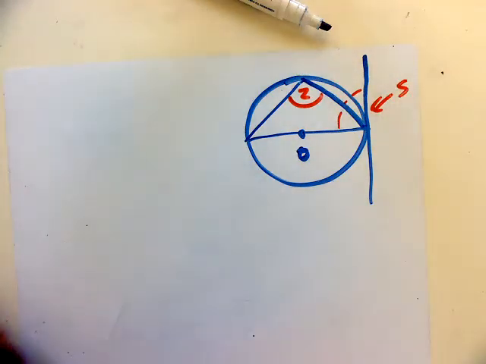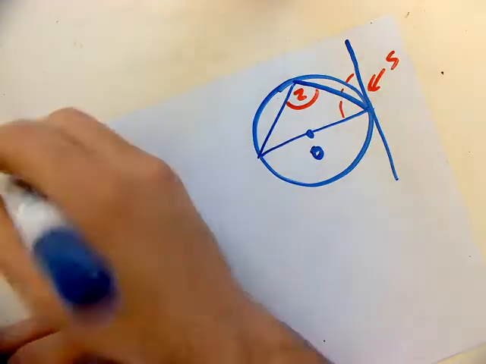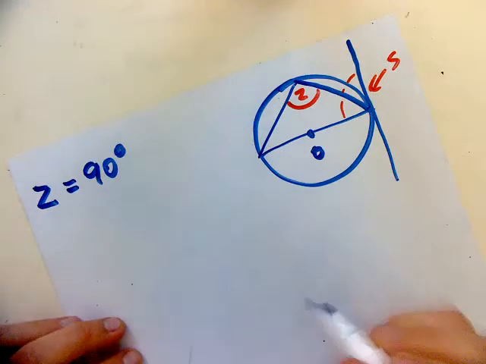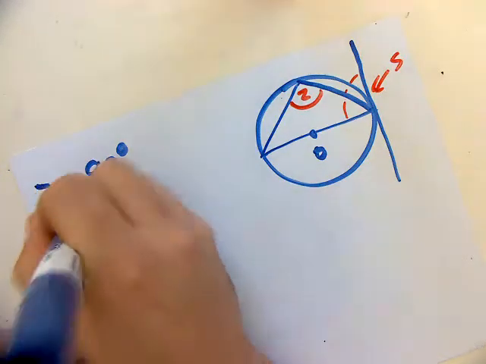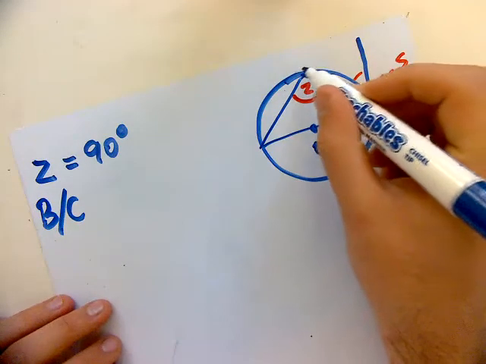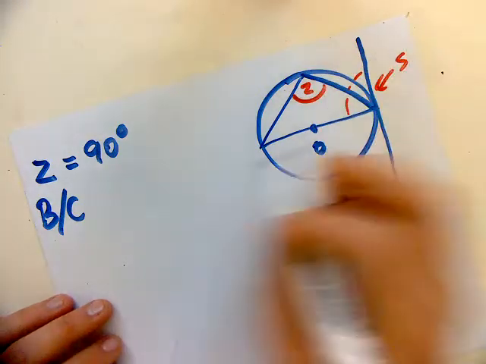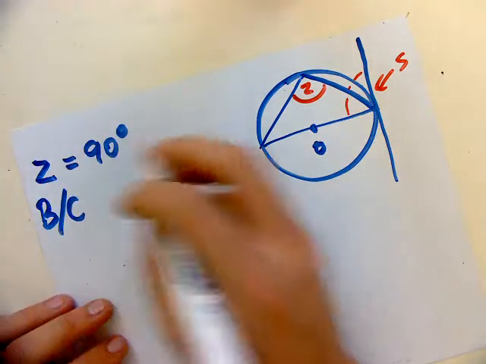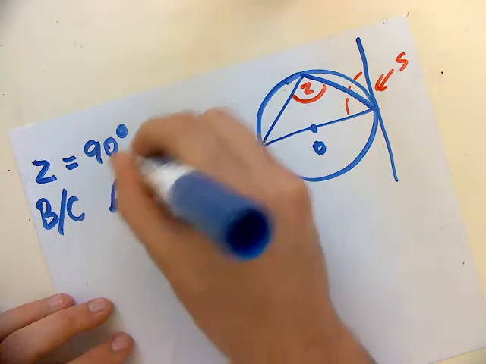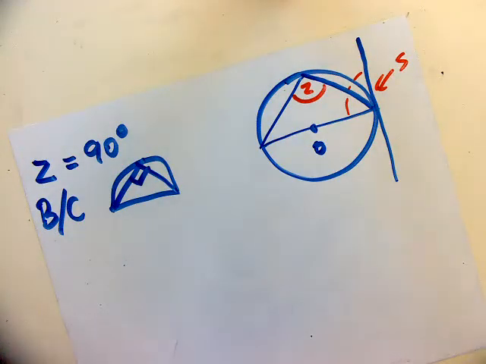Okay, now, I want reasons for this. But I'm going to go straight ahead and say that Z is going to equal 90 degrees. Because this starts on one part of the diameter, is subtended somewhere in a semicircle, and ends at the other side of the diameter. That means that angle Z is going to be 90 degrees because of our third theorem there. Okay, pretty straightforward.